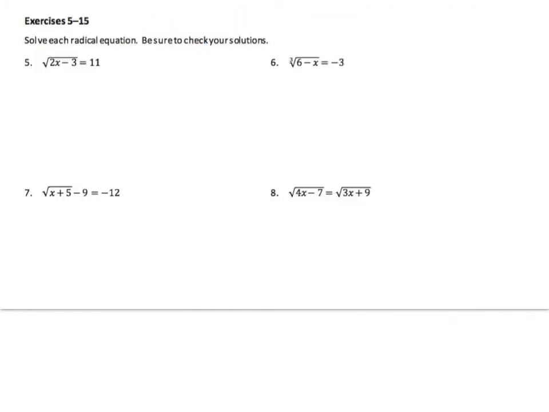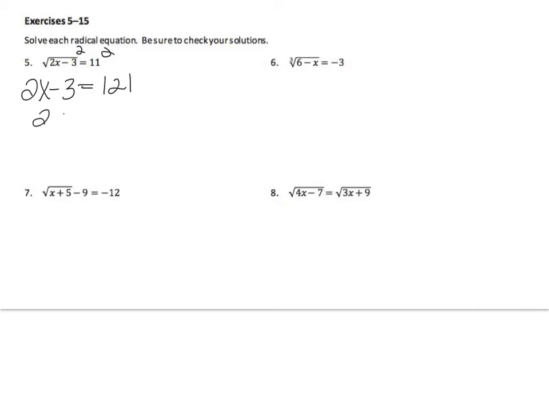Okay, we've got 10 examples. The first 8, we're going to work through a few of them together, and then you're going to go ahead and try some on your own. Be sure to check your solutions. I'll do 5 and 6 with you, and then I'm going to set you off on your own a little bit. So first, I've got the radical already isolated on one side of the equal sign, so I can go ahead and square both sides. I have 2x minus 3 equals 121.